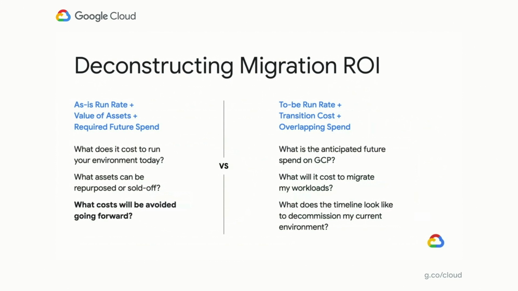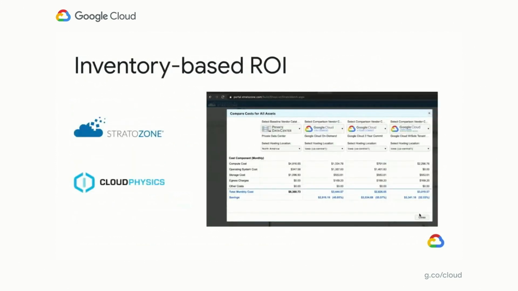On the other side, we compare that with what the likely to-be spend is. So what's the anticipated ramp of spend in GCP? What will it cost you to get the migrations moved over? And what does the timeline look like to decommission your existing infrastructure? So when will you start to realize that value?